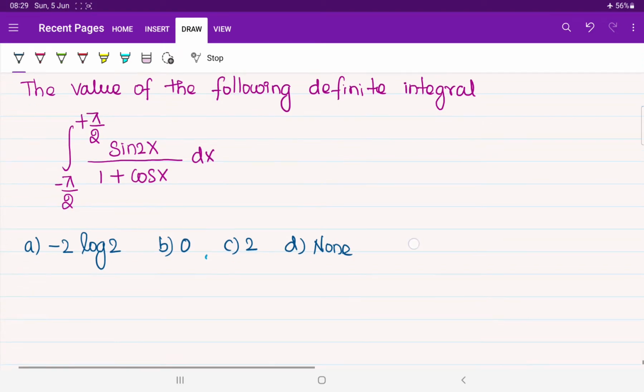So let us look into the solution for this function. The given function is the value of the following definite integral from minus pi by 2 to plus pi by 2 of sine 2x by 1 plus cos x into dx equal to dash.